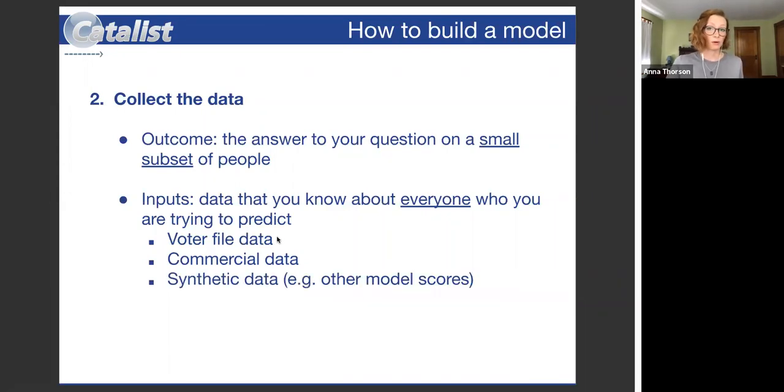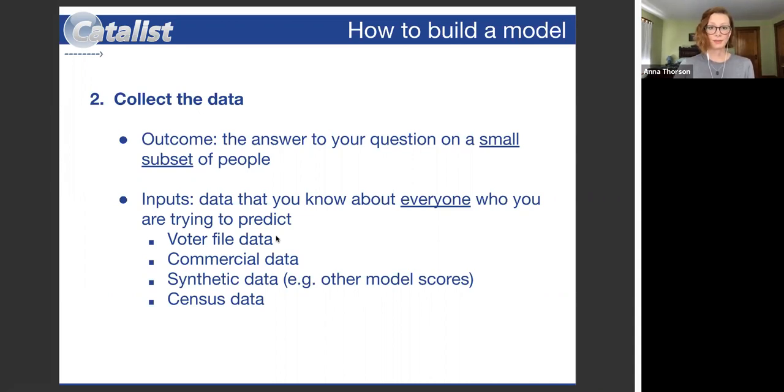We can also use what we call synthetic data, which sounds fancy. It's really things like other model scores or aggregates. And we also like to use census data because, at least up until 2020, the census has been a really great and really reliable data source. The good thing for all of you on this call is that you don't really have to worry about the inputs because that's what we do. That's what Catalist does. Catalist provides all of those inputs. Your vendor or your database, that's your inputs. You should already have this information. It's the outcome that primarily you're really going to have to go out and collect.